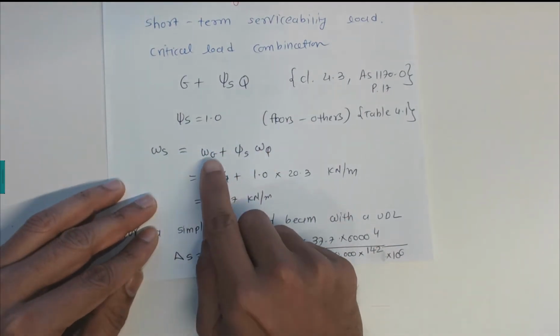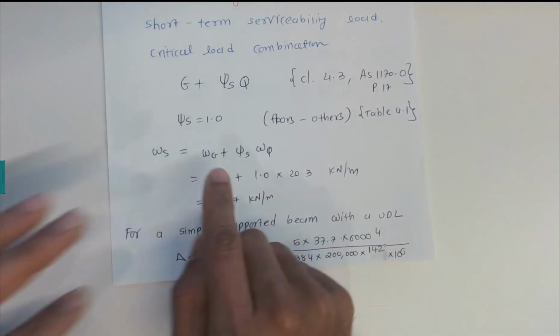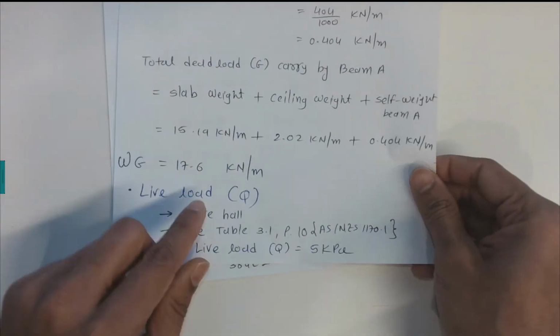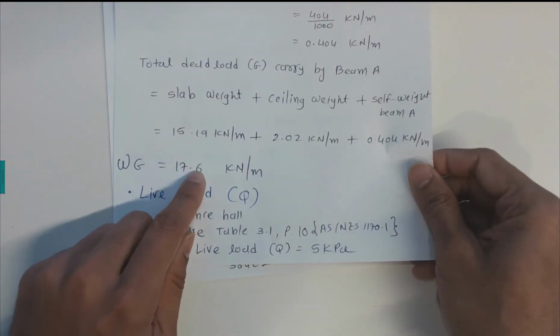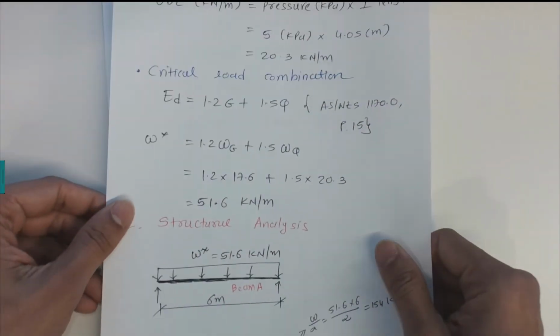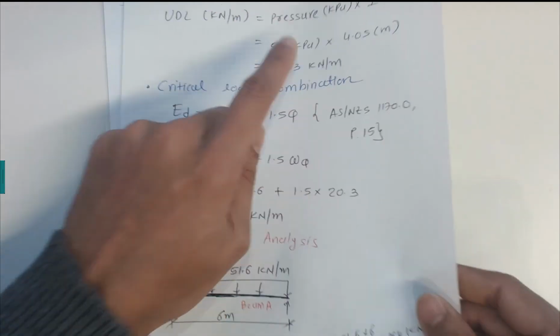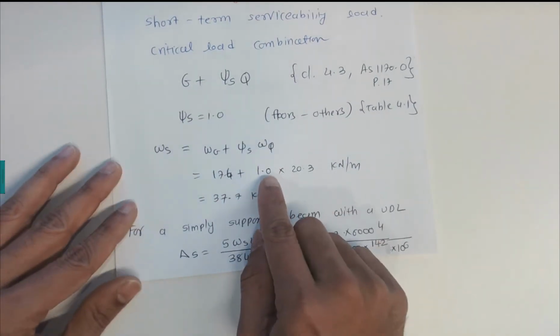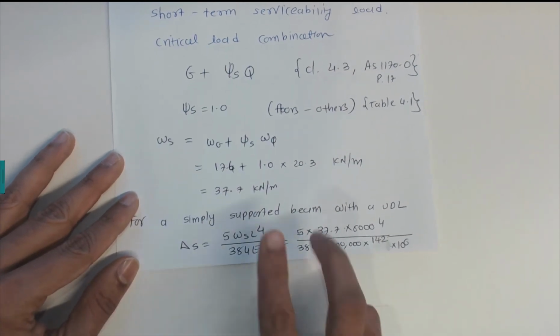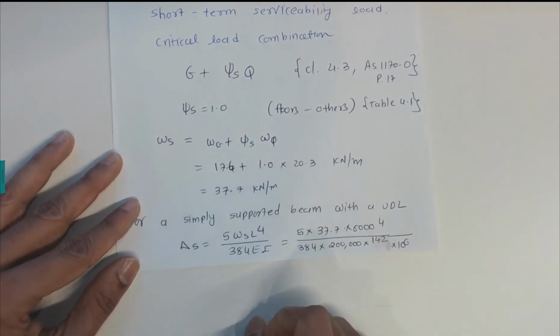Substitute the values. The dead load is 17.6, which we calculated in the previous steps, and the live load is 20.3, which we calculated in the last video. Substituting these values with psi s equal to 1 gives us 37.7 kilonewtons. That's the load used for the serviceability.